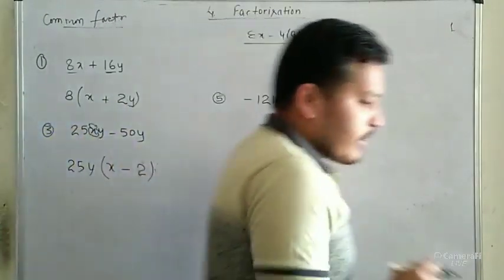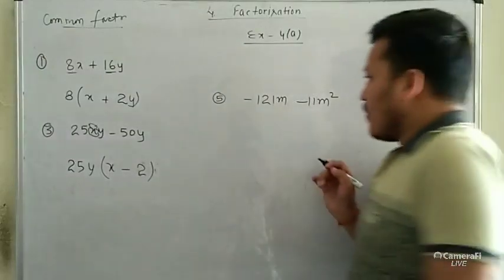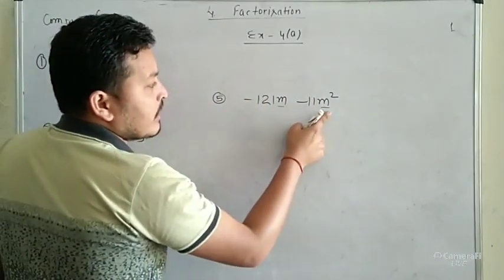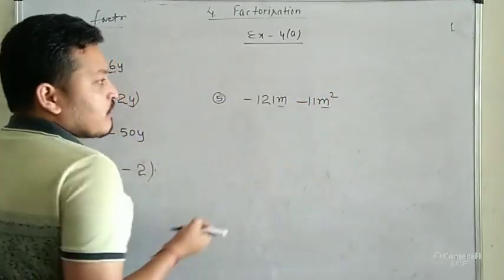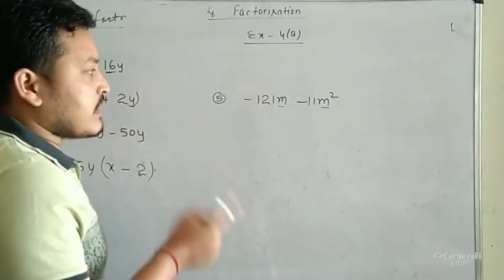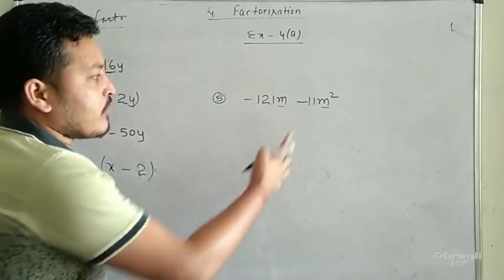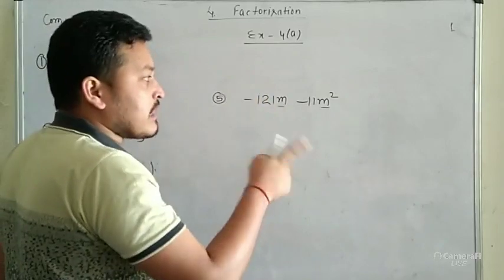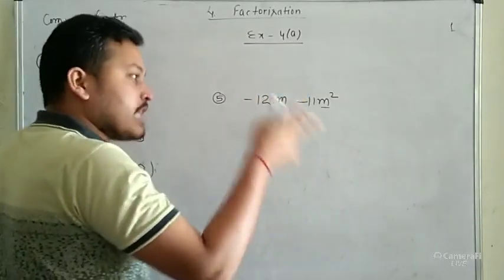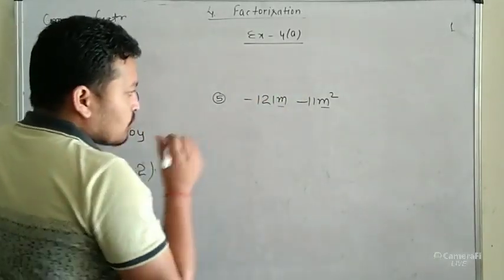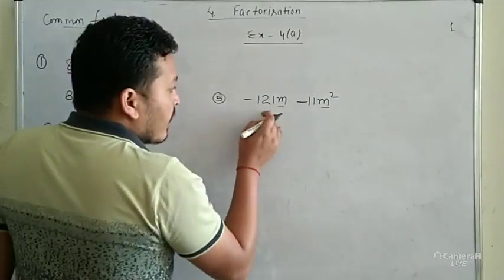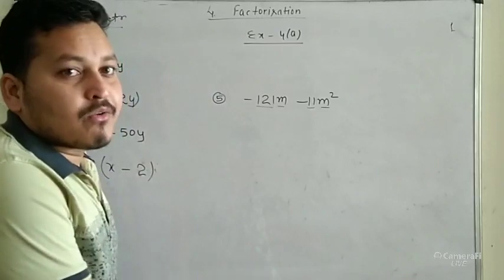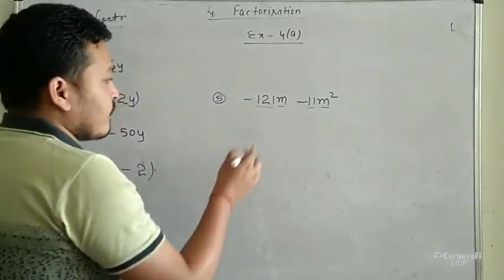First of all, identify which thing is common out. Here there is a single m, and here there is m square, so we can take one m as common out, meaning the one present in both. We should not take m square as common because m square is not available in the first term. Whatever is present in both parts, that we can take as common out. Now first 11 and this 121: we can take 11 because 121 is divisible by 11, so 11 is common out.